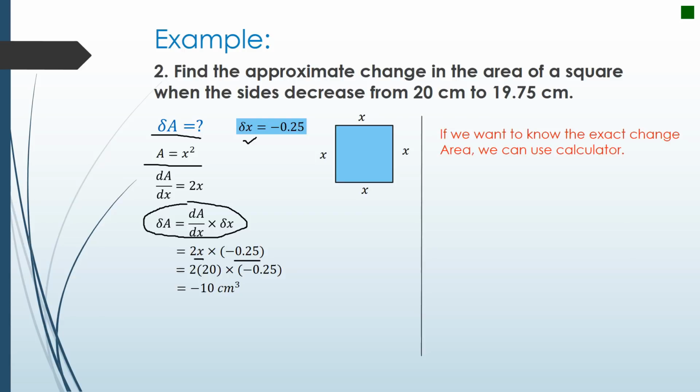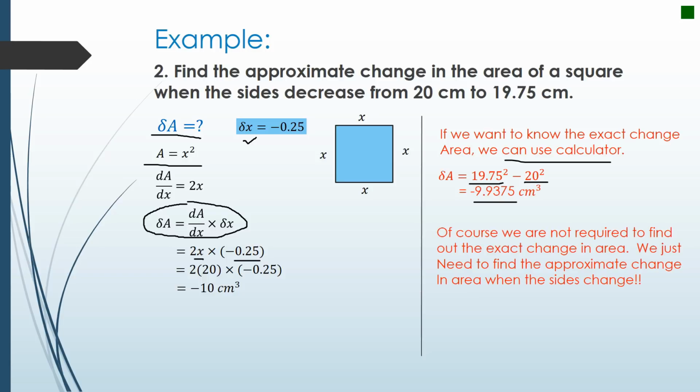Now we can find out the exact change in the area. To make life easier, you can use a calculator. We just need to use the new area, which is 19.75 squared, minus the original area, which is 20 squared, and you get the exact change in the area of negative 9.9375 cm cubed.